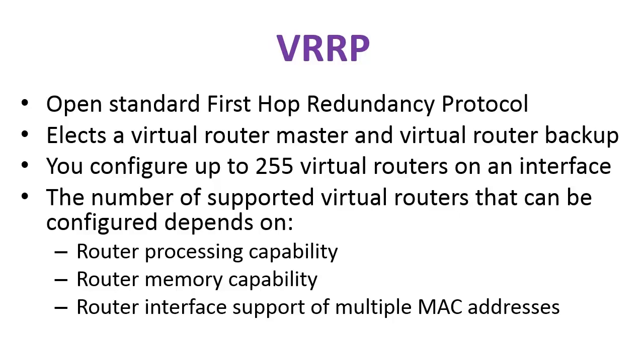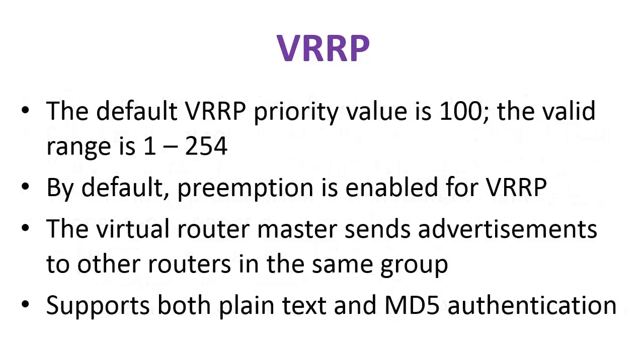The default VRRP priority value is 100, and that's important to note because the lower you set it, the less likely it's going to take over as the master. The higher you set it, the more likely it will be. The virtual router master is in charge of sending advertisements to the other routers in the same group. And VRRP, it should be noted, can support both plain text and MD5 authentication.